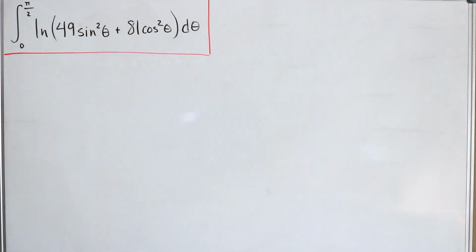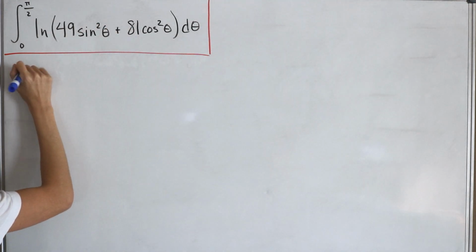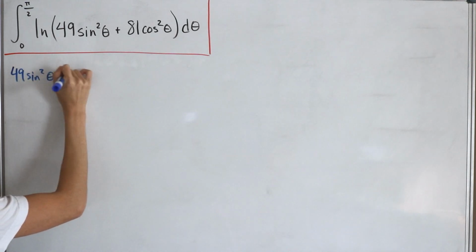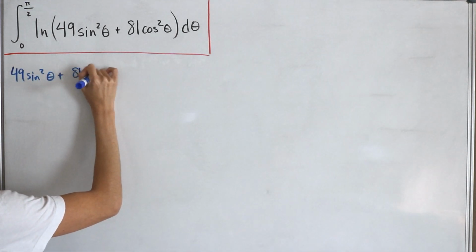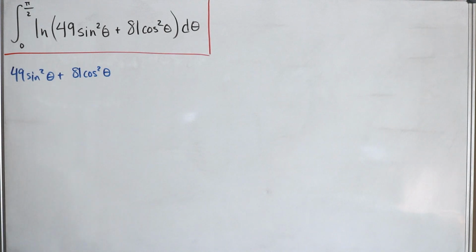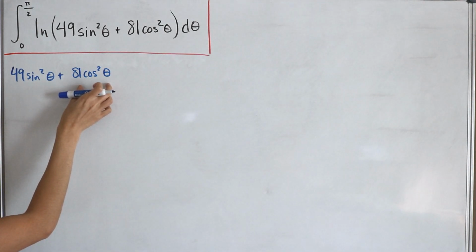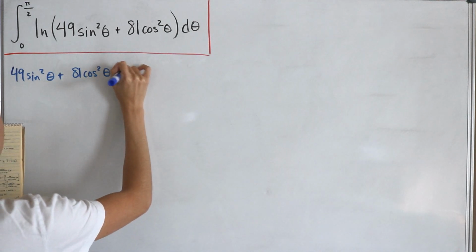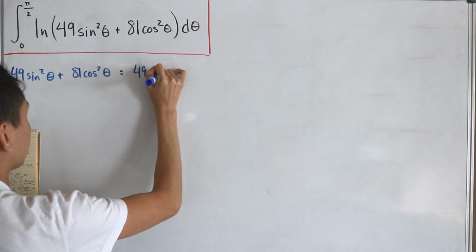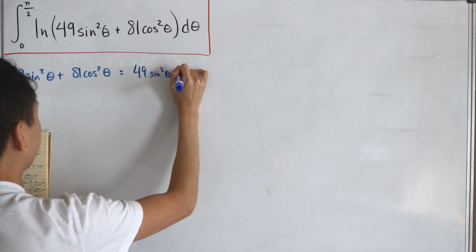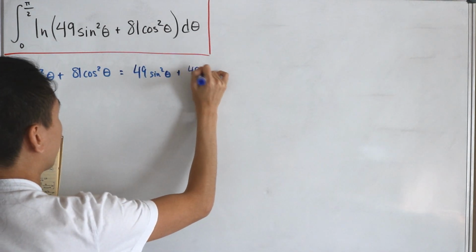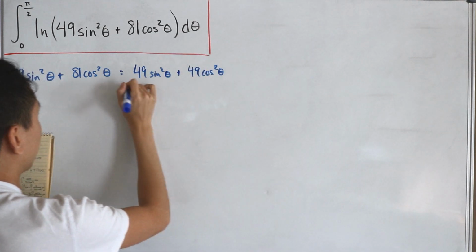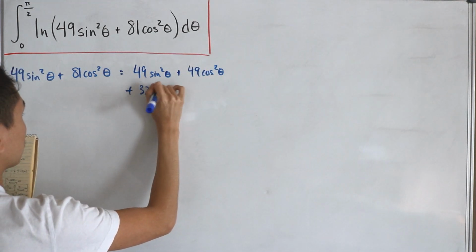So of course this is going to be called capital Y, we'll just let that be that way. What we're going to do is change up the argument inside a bit. So notice that 49 sine squared theta, add this with 81 cosine squared theta. In other words, I can write this as a sum such that together it adds to 81 cosine squared theta. So what can we put? I'll put 49 sine squared theta, which remains the same, and then add 49 cosine squared theta, and then add 32 cosine squared theta.